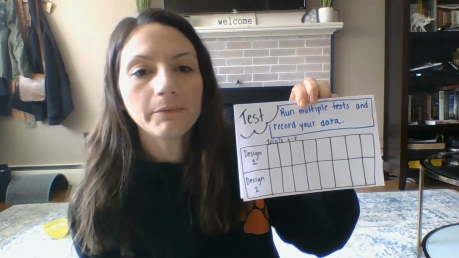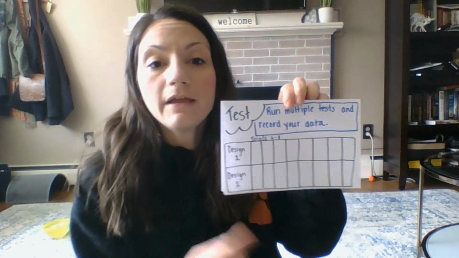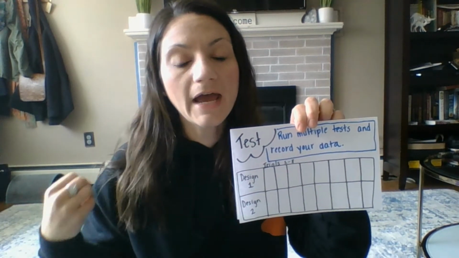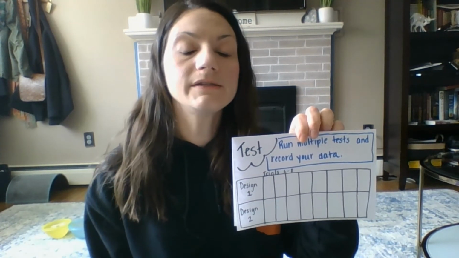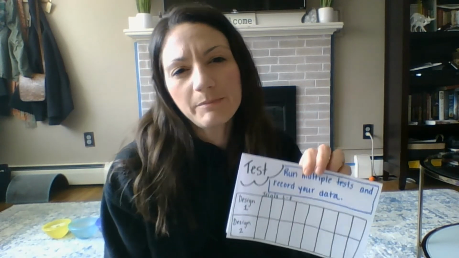So you can do anywhere from 5 to 10 trials. I'm going to do 8 because that's how many fit on my paper. And I am going to tally up the total amount of points that I get from all 8 of my trials. So there's a couple ways that you can analyze your data and look at it to determine how successful your catapult was.